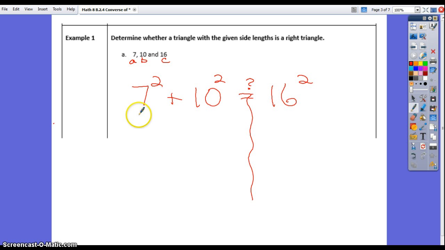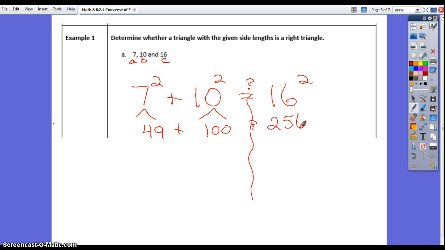What is 7 squared? 49. That equals 49 plus, what's 10 squared? 100. Does that equal, what is 16 squared? 256.